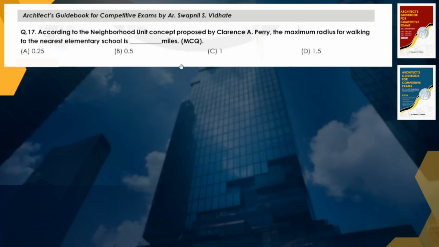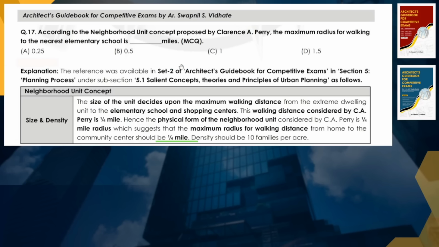Question 17. According to the neighborhood unit concept proposed by Clarence A. Perry, the maximum radius for walking to the nearest elementary school is dash miles. Options were A 0.25, B 0.5, C 1, option D is 1.5. Now the reference was there in set 2 of Architect's Guidebook in section 5, which is planning process, under subsection 5.1, that is concepts, theories and principles of urban planning.